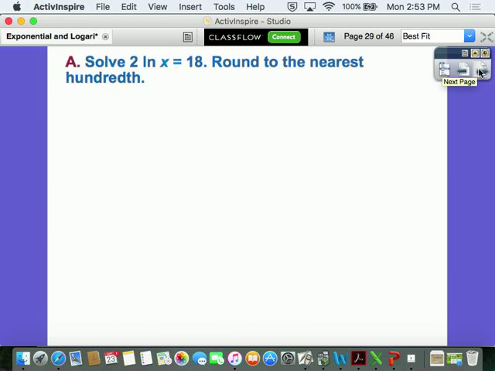So you're going to solve 2 ln of x equals 18 and round to the nearest 100. So you will need your calculator for this one. Now, these are a little bit different because you're dealing with the natural log. What goes with natural log? E. So the main thing is to undo a natural log, you take the e of both sides. To undo e, you take the natural log of both sides. But in order to do that, you have to get it by itself. So I got to get rid of that 2. What am I going to do? Divide. Because that's 2 times the ln of x. So if I divide, I get rid of it.